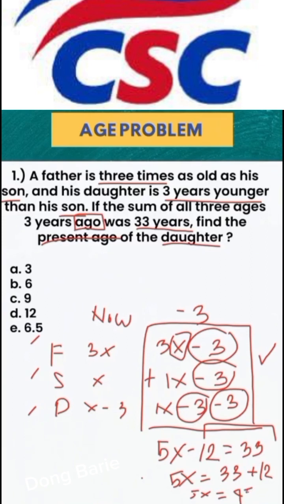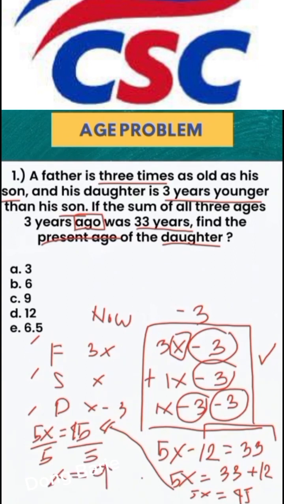Okay. Lipat na lang natin dito para mas malinaw. So, 5x is equal to 45. Para maiwan yung x, divide lang natin both sides by 5. Okay. So, x is equal to 9. Ngayon, balikan natin yung question.